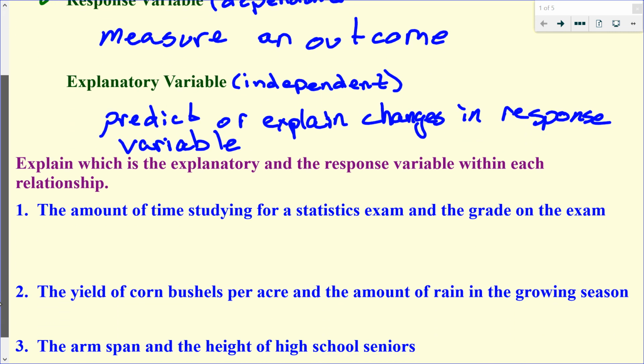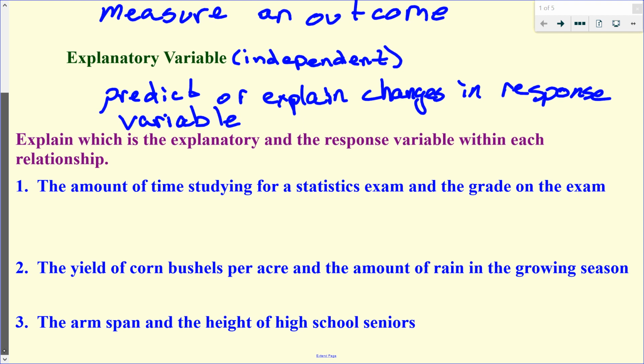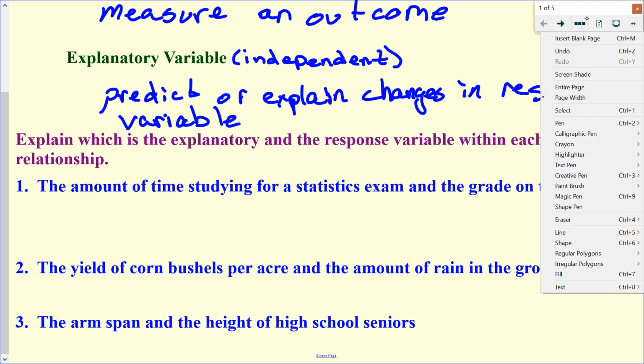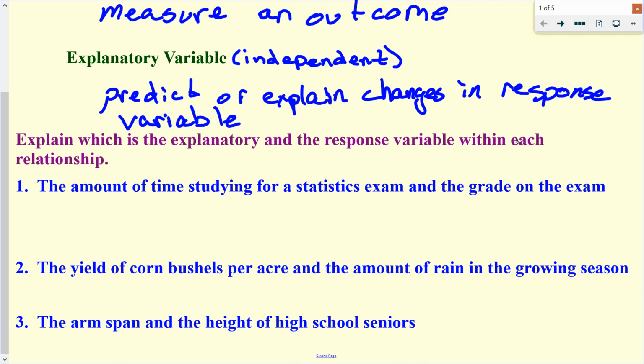So let's look at some examples. These all come from your textbook. And we're going to try to explain which is our explanatory variable and which is our response variable. So if we're looking at the amount of time studying for a statistics exam and the grade on the exam, amount of time studying for the exam is one variable. Okay, so there's our first variable. And then the grade on the exam is the second variable.